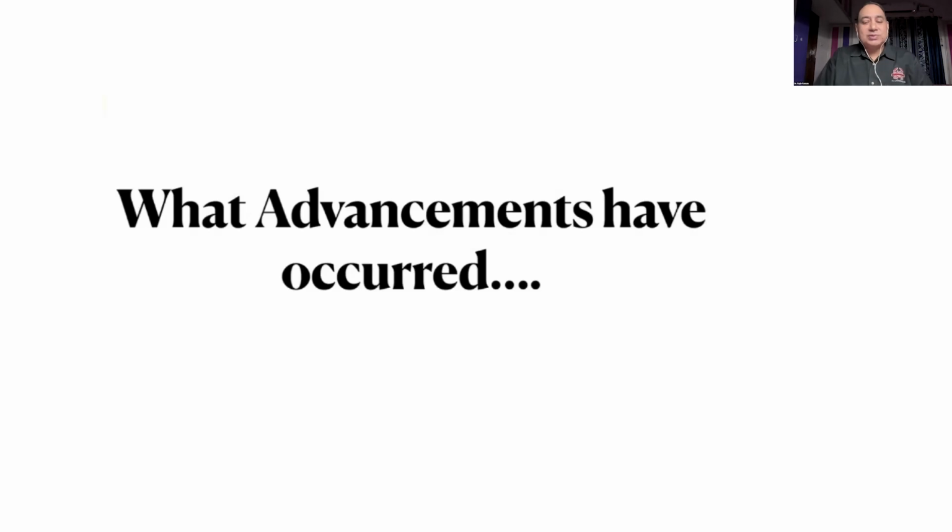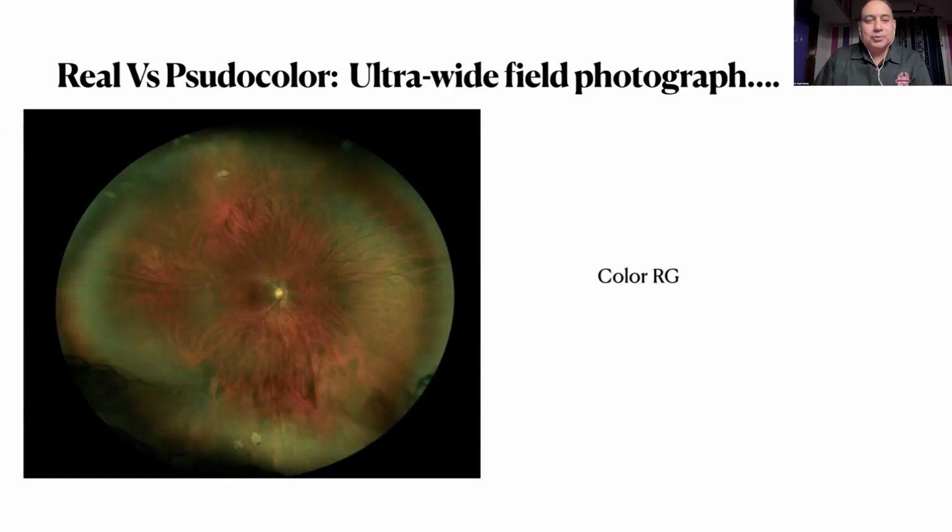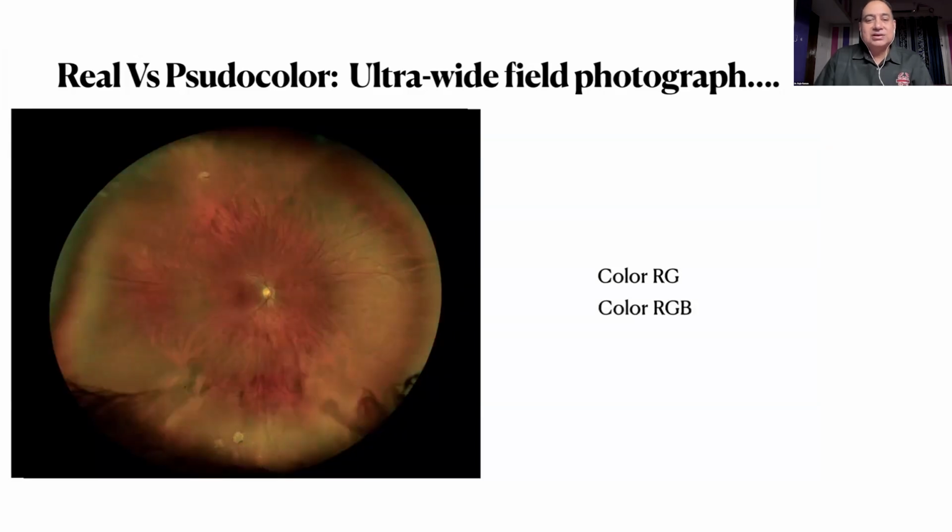Let's see what advancement has occurred over a period of time. There are two terms which are often used, real color and pseudo color, which is very commonly used with the ultra wide field photograph. This is the classic Optos ultra wide field image, which used two channels, the red and the green channel, and you get this greenish hue on the retina. And now we also have RGB, the blue channel, which is introduced in these ultra wide field images, and you get the real picture, the true color of the retina.